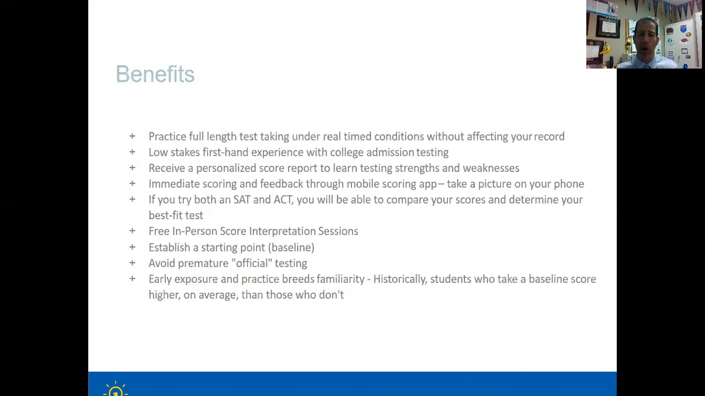The benefits and why we're doing this is we're really trying to give all the students in our district an opportunity to take a practice full-length test under real-time conditions without affecting their record. This gives them a chance to see what it's like for college admissions testing without going on their transcript. They'll get a personalized score report after they score it using the mobile scoring app that will detail some strengths and weaknesses for them and give them a snapshot of how they test. It's really a great opportunity for everybody. It's only $5. And like I said, you get immediate scoring.